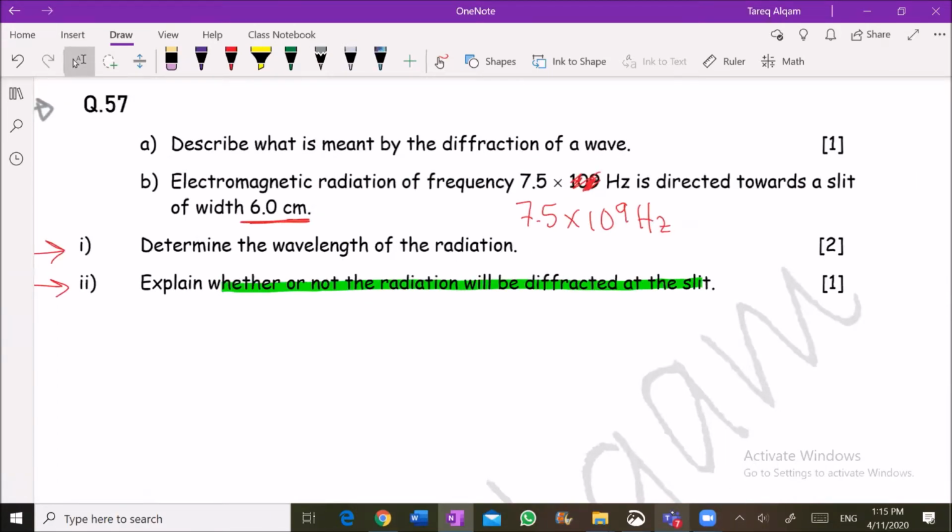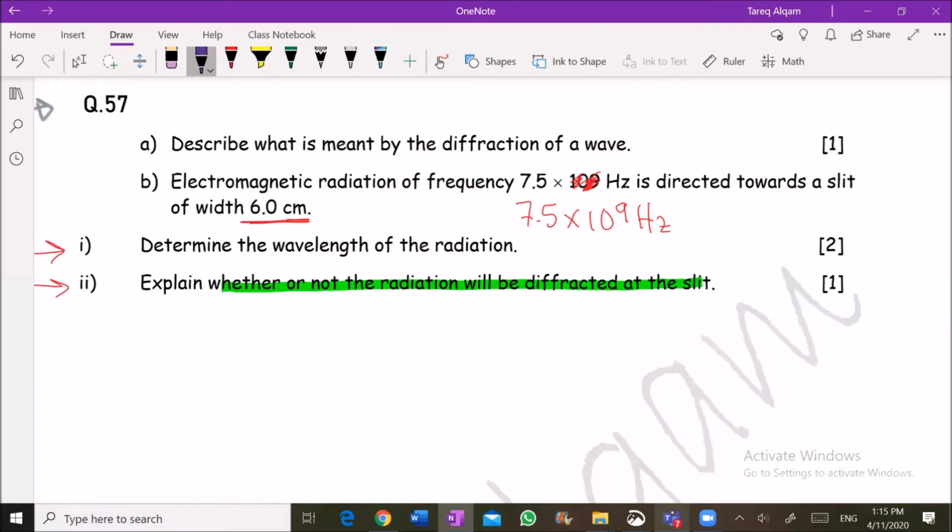Read the question, please. Describe what is meant by diffraction of wave. We said diffraction is when the waves meet a boundary, obstacle or gap, they spread out in all directions, forming a geometric shadow, right?